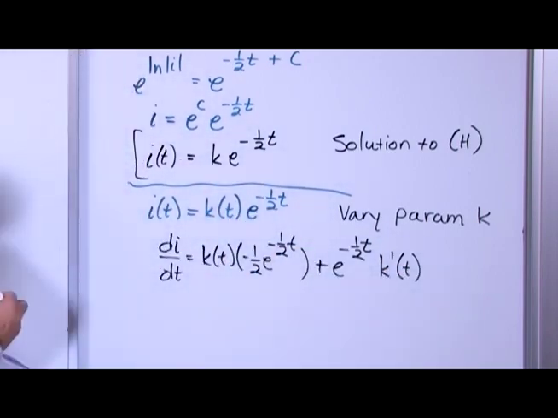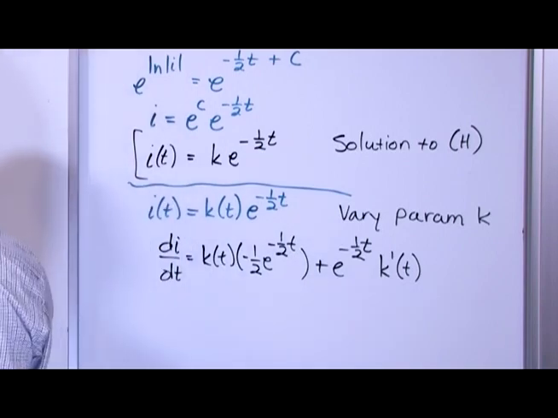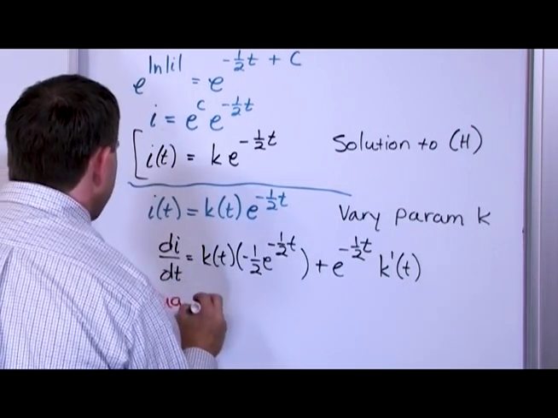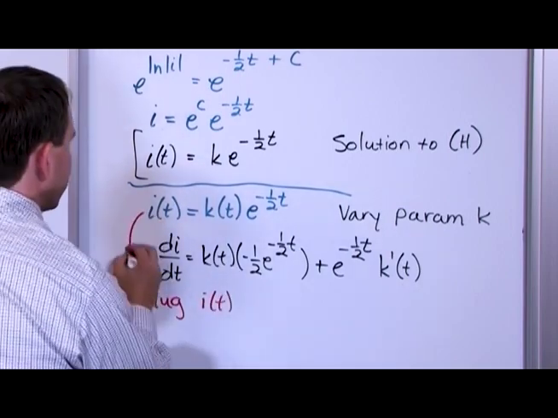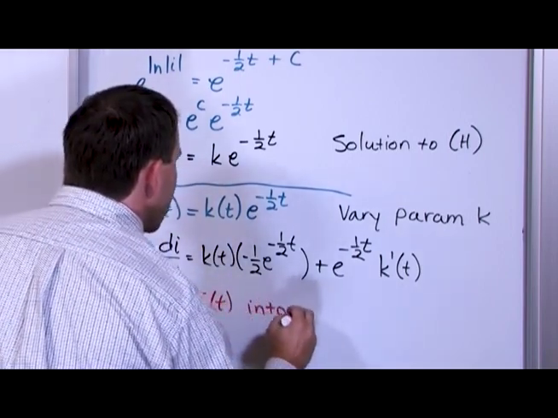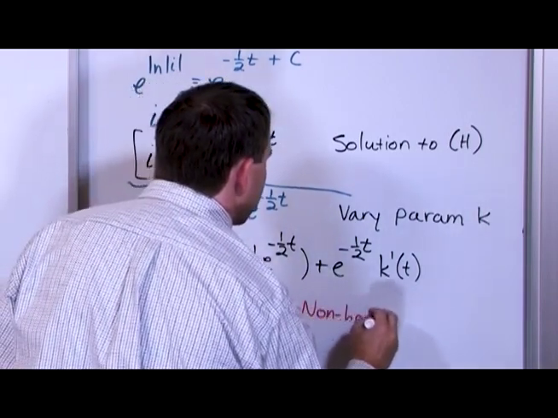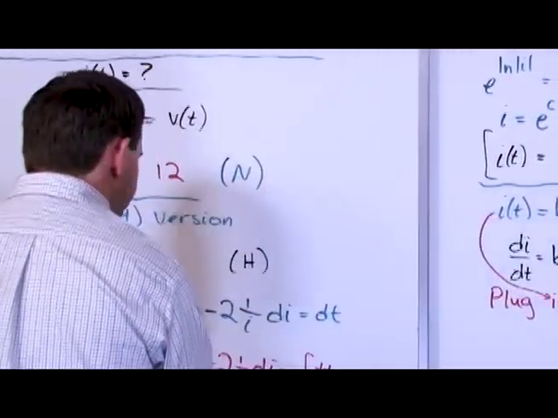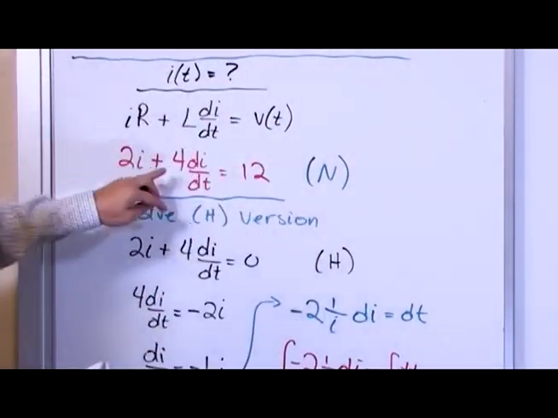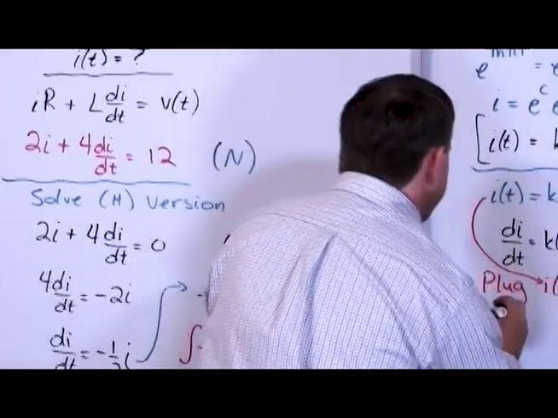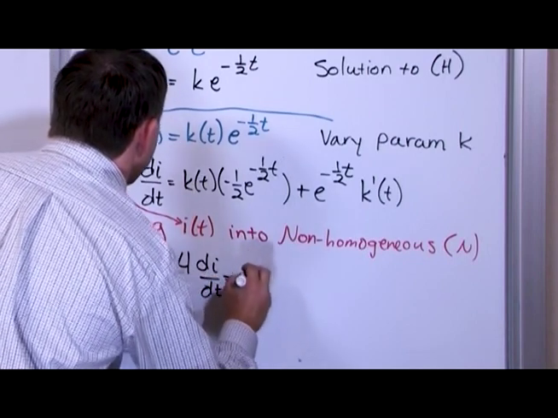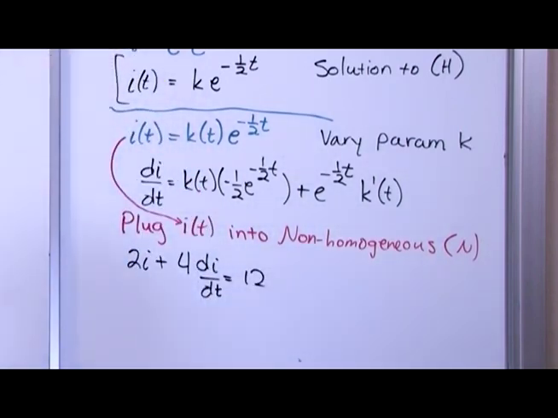All right, now what we want to do is take this information and plug I of t, which is this guy right here, into the non-homogeneous equation, which is the original equation that we had. So what is that equation, by the way? Let's write it down again. It's 2 times I plus 4 di dt is equal to 12. So really all we want to do is plug in this value of I into this guy. Okay? So let's do that.